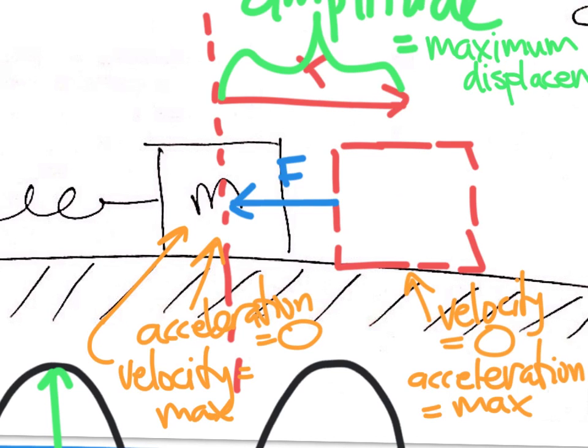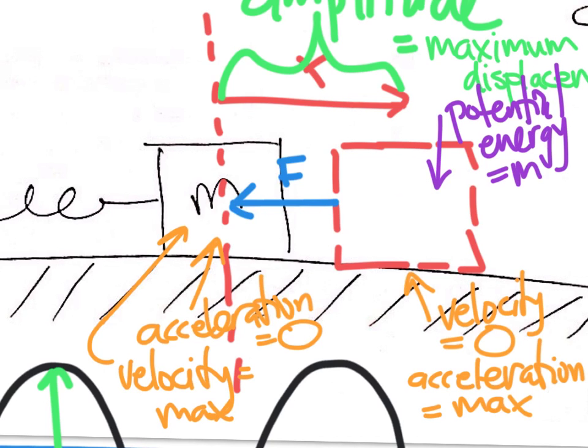And then what about kinetic and potential energies? Nice energy color. So out at the end here, if we let it go, it's going to start moving. So we can say that potential energy is a maximum. And when it's going fastest here, this is where kinetic energy will be a maximum.